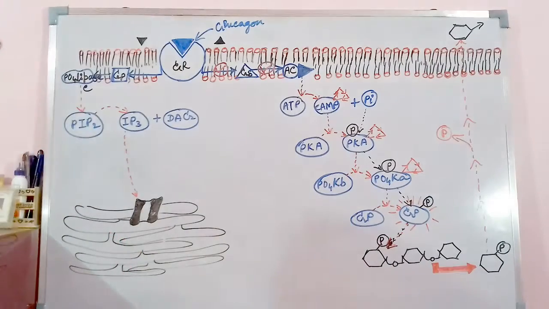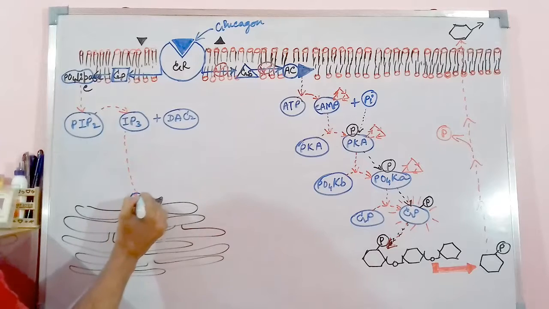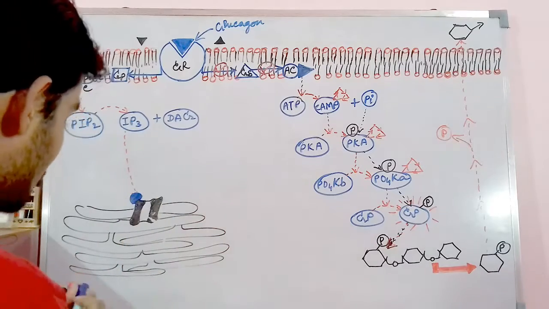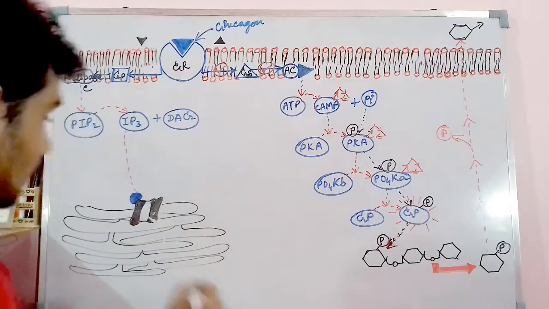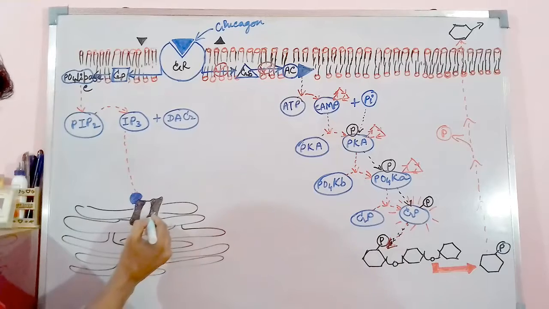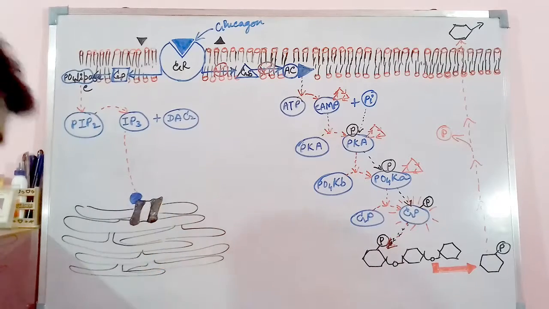It will sit on, like a door stopper, exactly. It will sit on this particular molecule. Okay, the IP3 molecule will come and sit on one of the flaps, or one of the channels of this calcium channel.